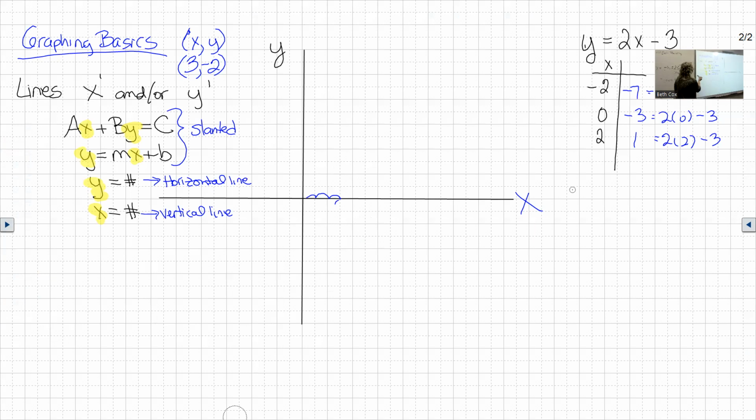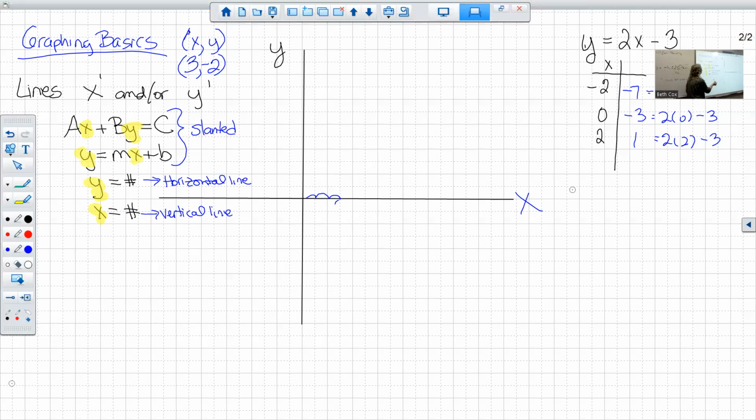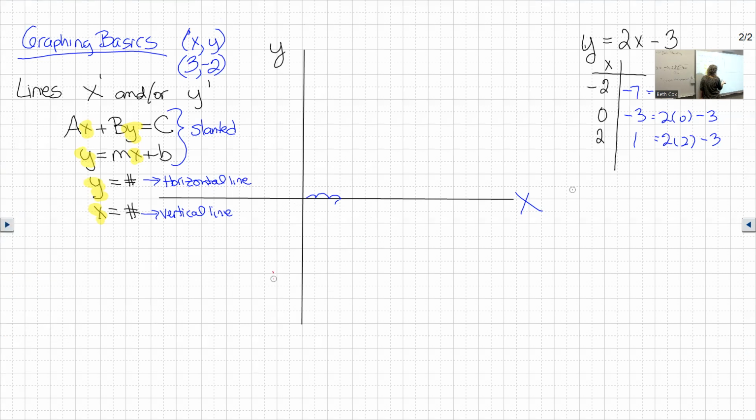All right, so I've got (-2, -7), 0, -3, and (2, 1), and connect my dots, and it's a line. There we go. All right.